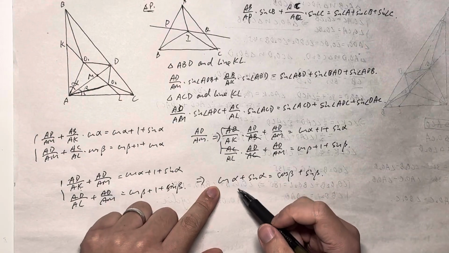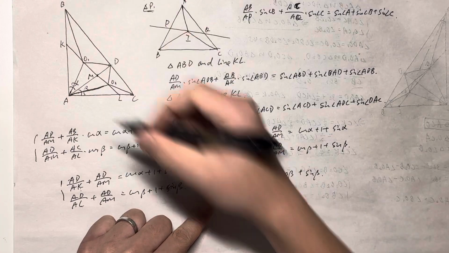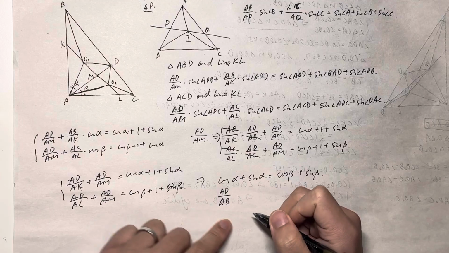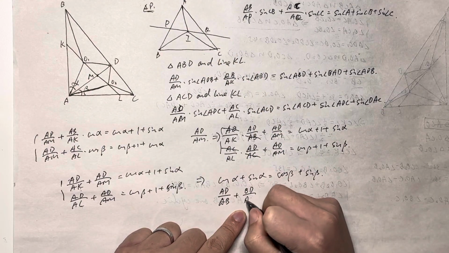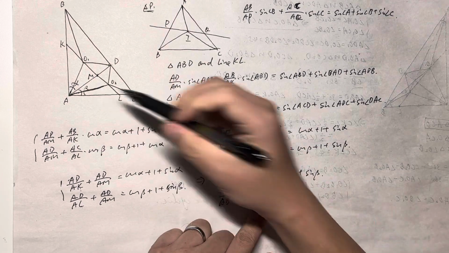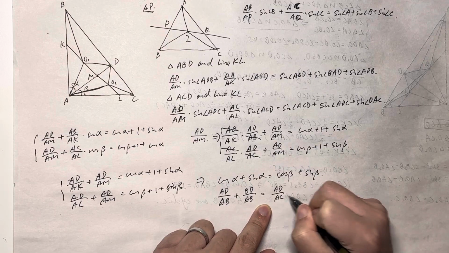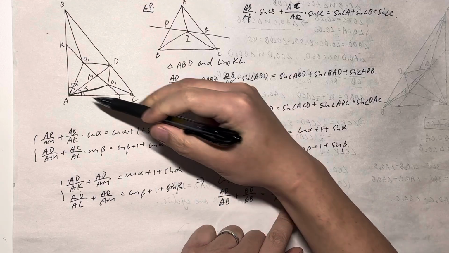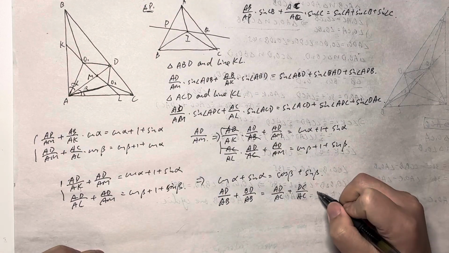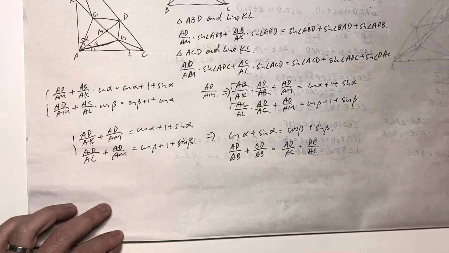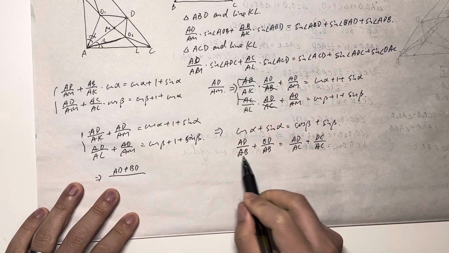So what is cosine alpha? Cosine alpha is AD to AB, right? And sine alpha is BD to AB. It equals cosine beta. Cosine beta is AD to AC, plus sine beta. Sine beta is DC to AC. Which we got AD plus BD divided by AB.